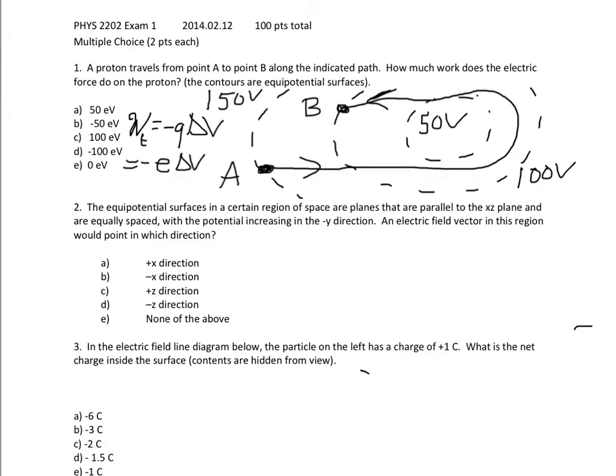The change in V, well, the initial position is on an equipotential at 150 volts, and the final position is on an equipotential, which is over here, measured at 100 volts. So the change in V is 100 minus 150, which is minus 50. So delta V is minus 50 times the minus E gives you 50 electron volts, and the correct answer here is A.